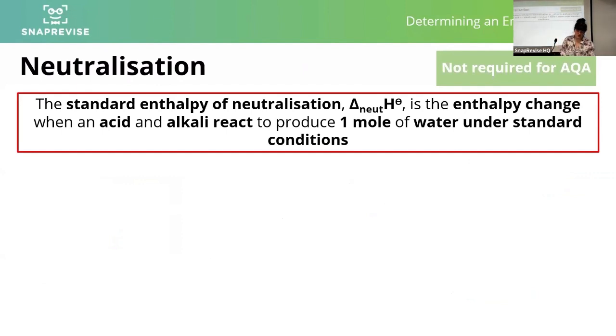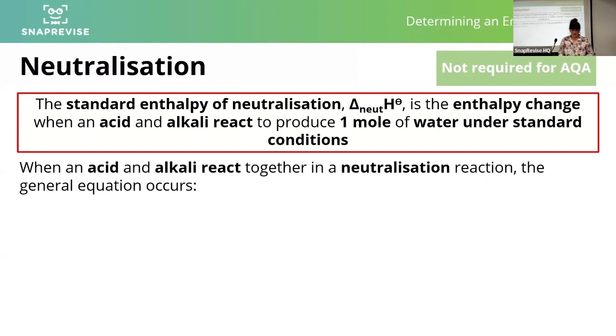So standard enthalpy change of neutralization is the enthalpy change required when an acid and an alkali react to produce 1 mole of water under standard conditions. There's your molar amount there. Enthalpy change of neutralization is the formation of 1 mole of water, from H plus and OH minus. So when an acid, H plus, and an alkali, OH minus, react together in a neutralization reaction, this general equation occurs, which we've just mentioned.